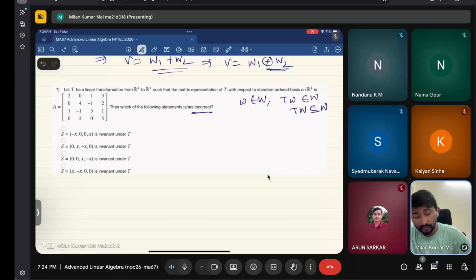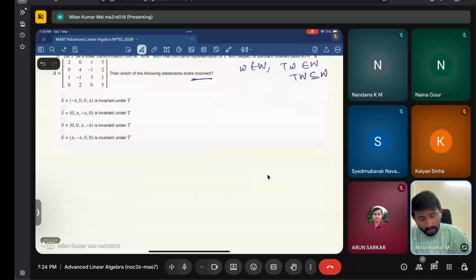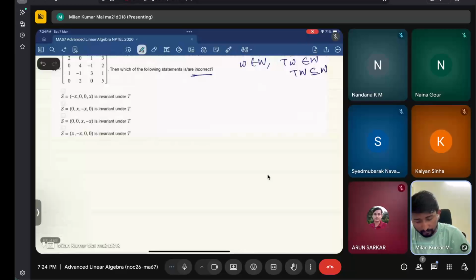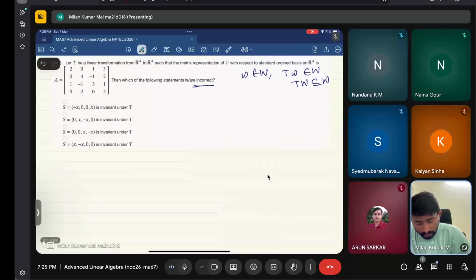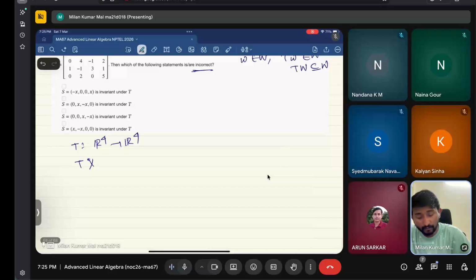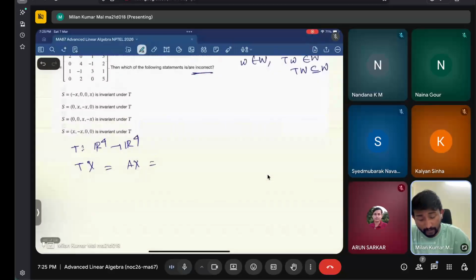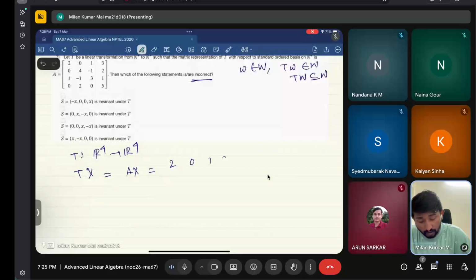So here A is given this way. I'll try to write it very briefly. In particular, T is the linear operator from R4 to R4, and T maps any vector X in R4, a column vector, to AX, where A is the matrix with rows 2 0 1 3, 0 4 -1 2, 1 -1 3 1, 0 2 0 5.